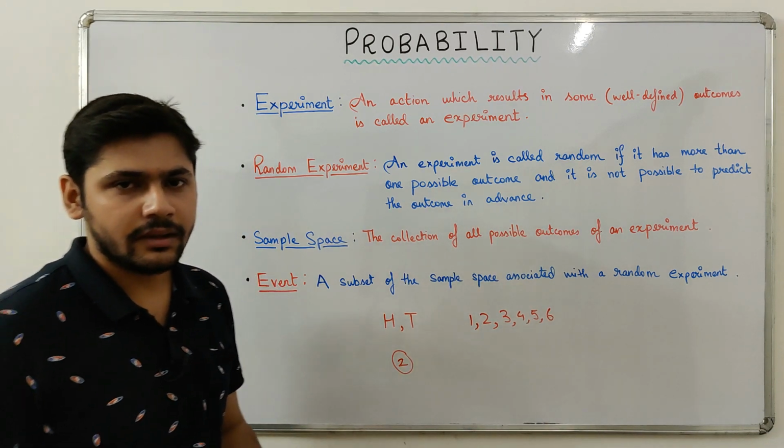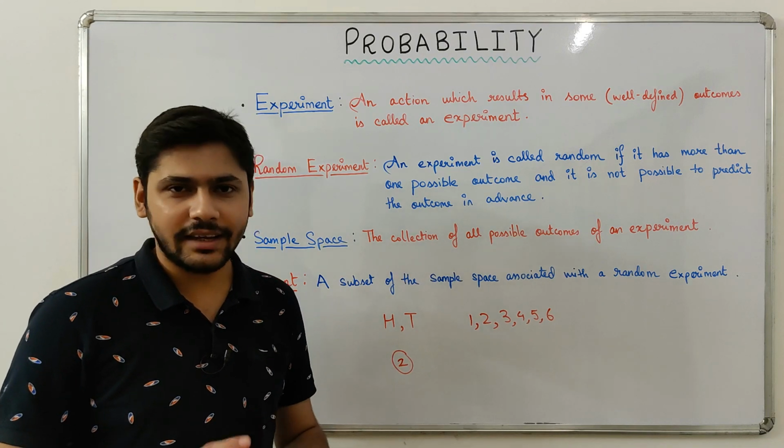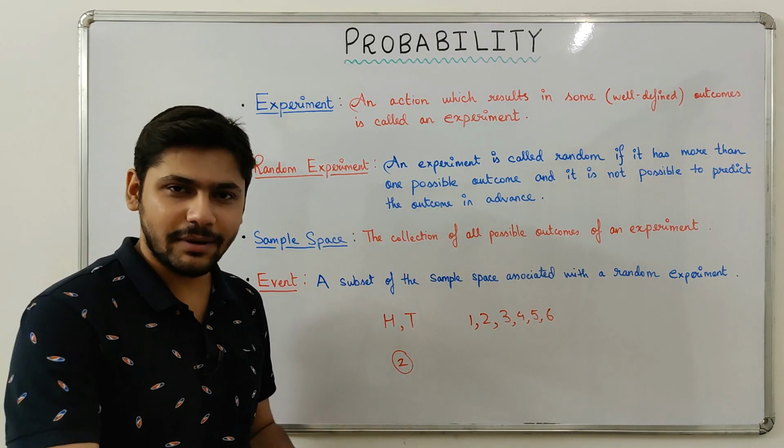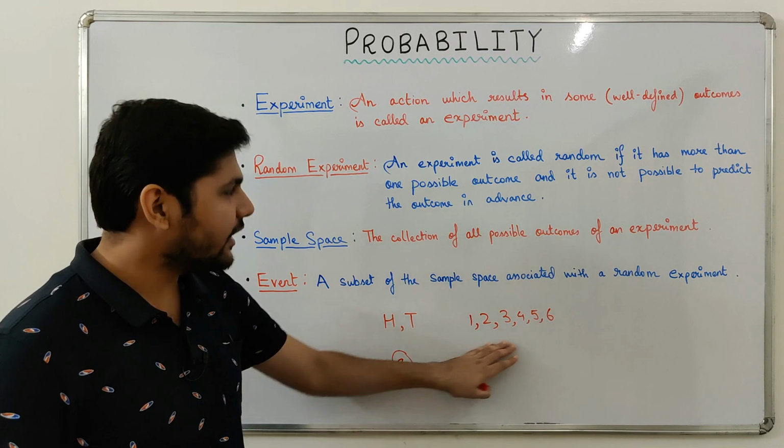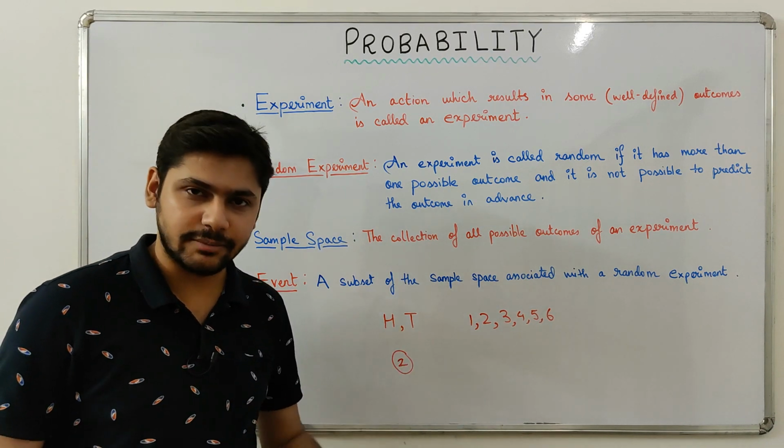You don't know that. सिर्फ शकुनी मामा को पता था, बाकी किसी को पता नहीं रहता डाइस थ्रो करने से पहले कि क्या आने वाला है. So throwing of a dice is also a random experiment.